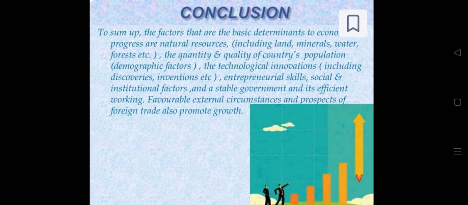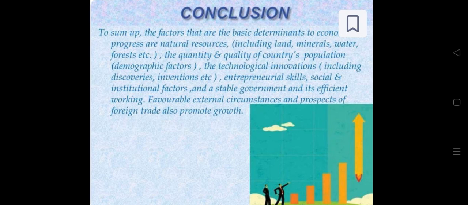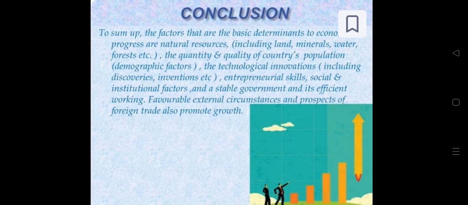So see, a stable government is a very must condition if you want to make economic progress. And it is an efficient working class. A skilled working class is the key to develop our economy. Favorable external circumstances and prospects of foreign trade also promote growth. If you want to make our economy progress, we have to improve our export, right? So these are the reasons behind economic growth.